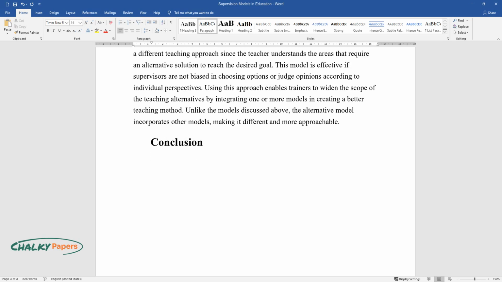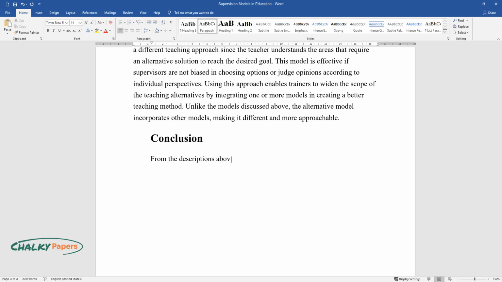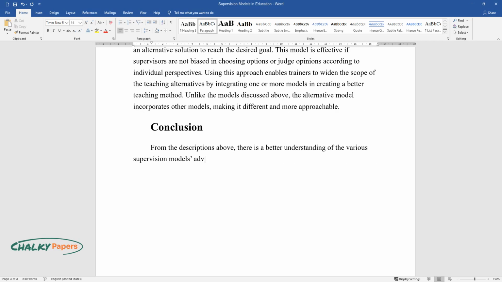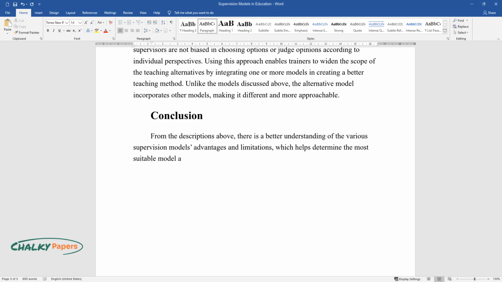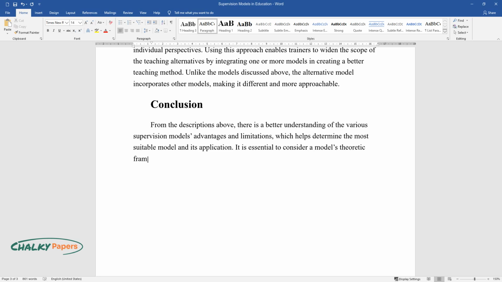Conclusion. From the descriptions above, there is a better understanding of the various supervision models' advantages and limitations, which helps determine the most suitable model and its application. It is essential to consider a model's theoretic framework when choosing the most appropriate approach that matches a given objective.